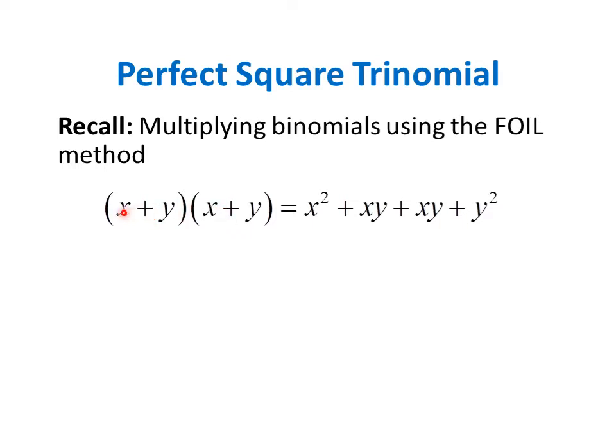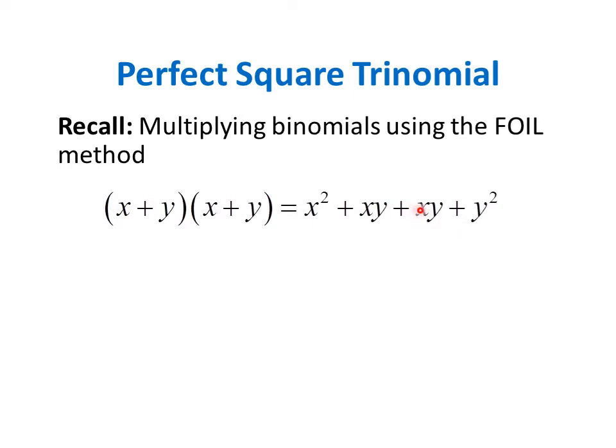Using the FOIL method, let's multiply the first terms, x times x, x squared. The outer terms, x times y, that's plus xy. The inner terms, y times x, that's plus xy. And the last terms, y times y, that's plus y squared.